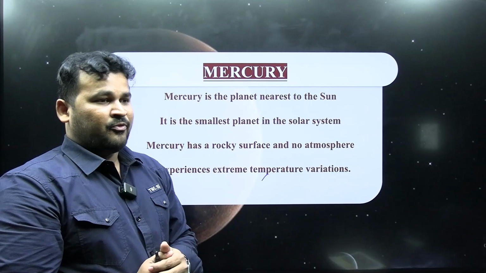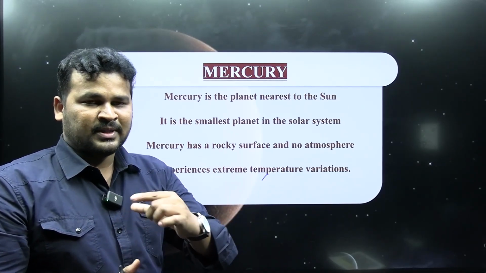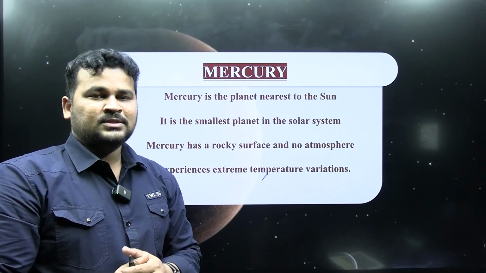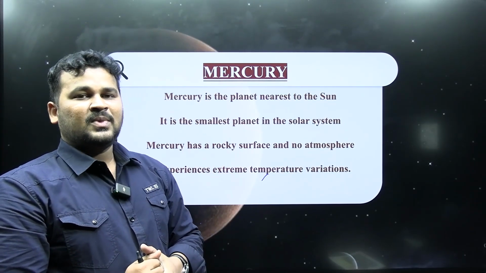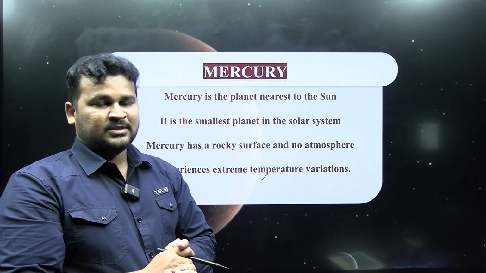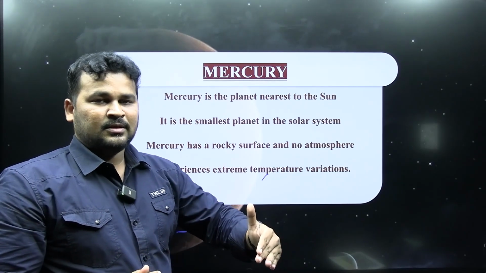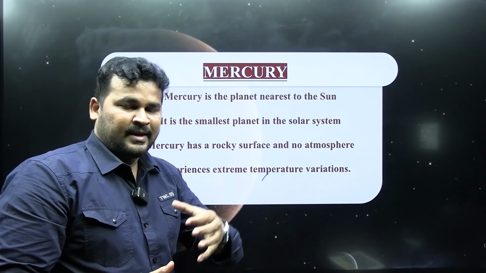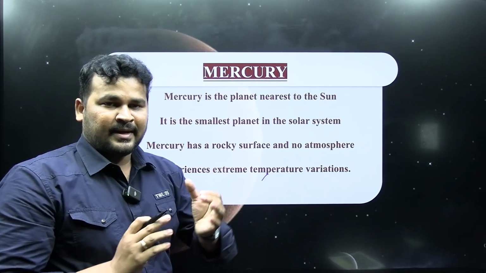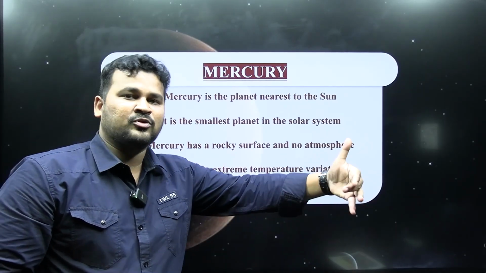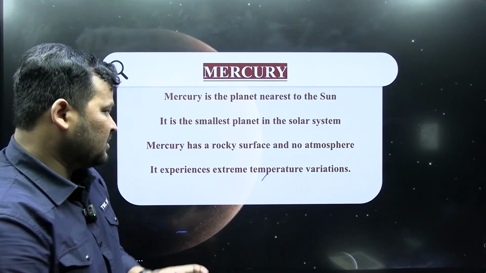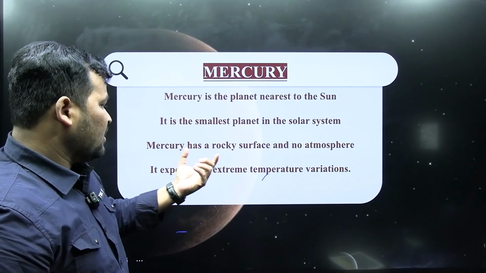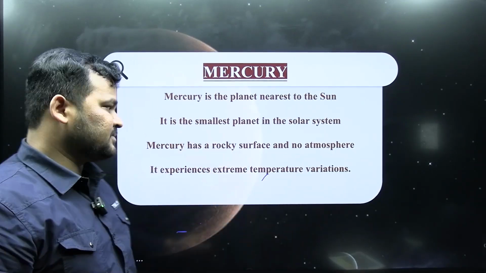Why do temperatures vary this much? Because it is completely a rocky surface. Rocks have one tendency: they can easily capture heat, and they can easily release it into the atmosphere. The same phenomenon is happening here. That's why Mercury has extreme temperature variations.